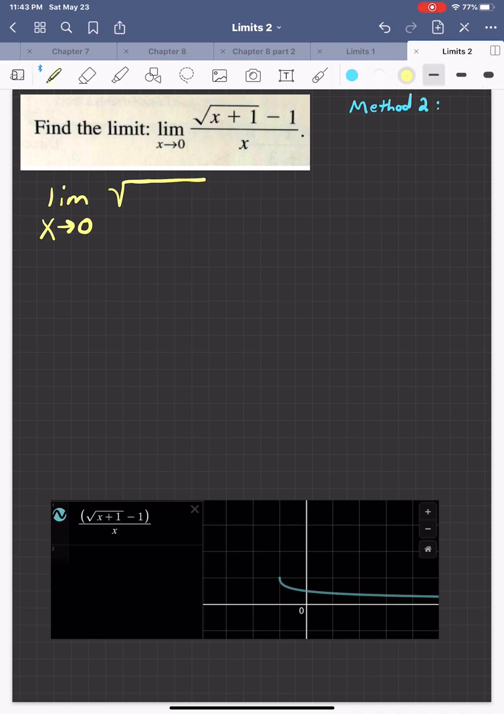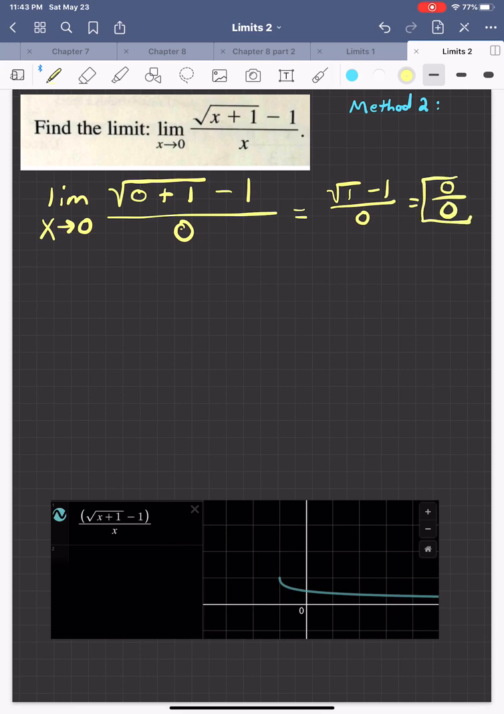So if I start off, this would be 0 plus 1 minus 1 over 0. In other words, this would be the square root of 1 minus 1 over 0, which is square root of 1 is 1, so that's just 1 minus 1, or 0 over 0. Okay, so there's that indeterminate form. And that tells us to slow down a little bit. And now what could we try? Well, you could try factoring, but as you can see, there's nothing to factor. So the next method that you can try is rationalizing.